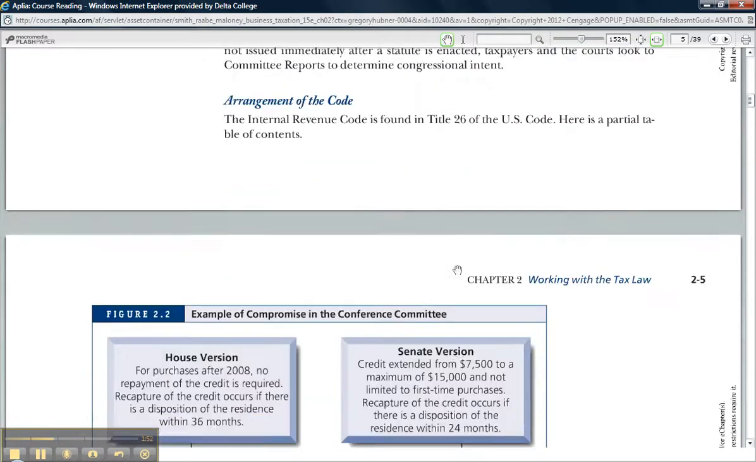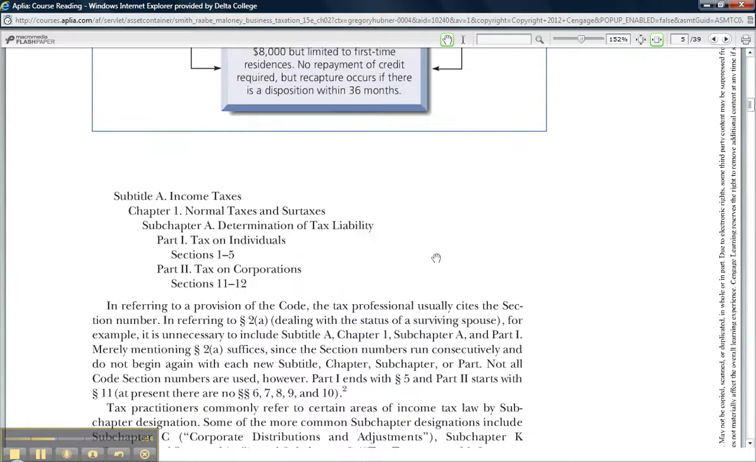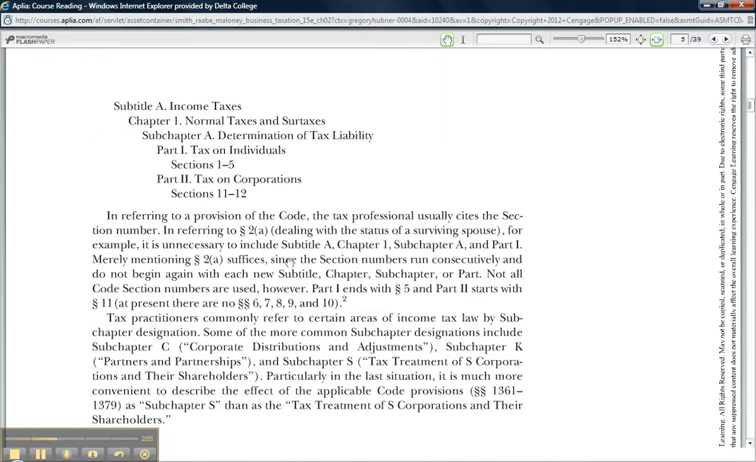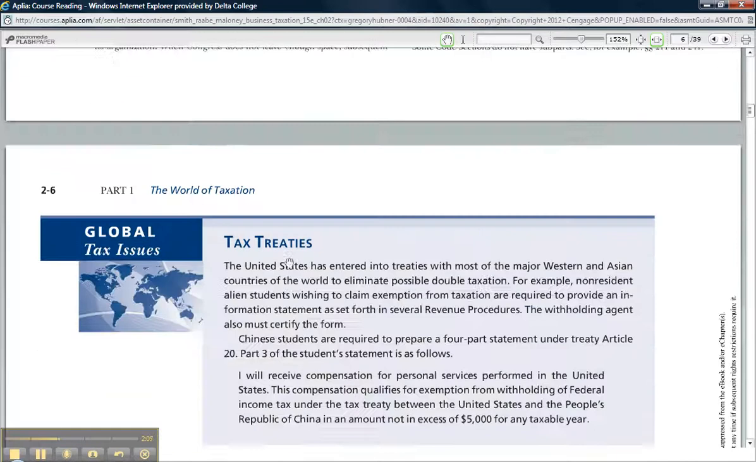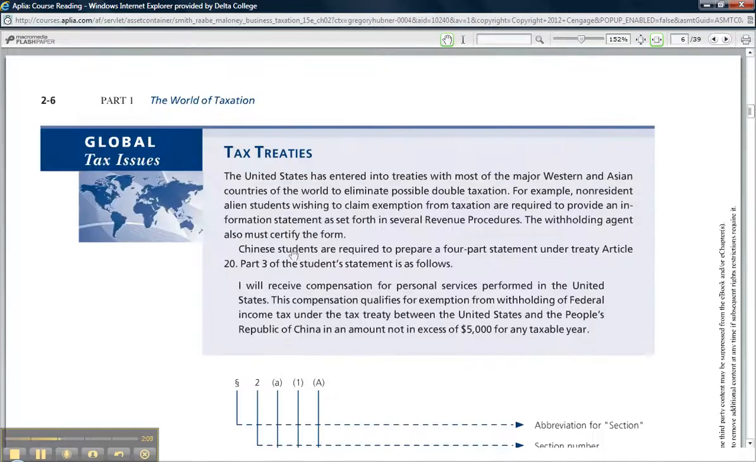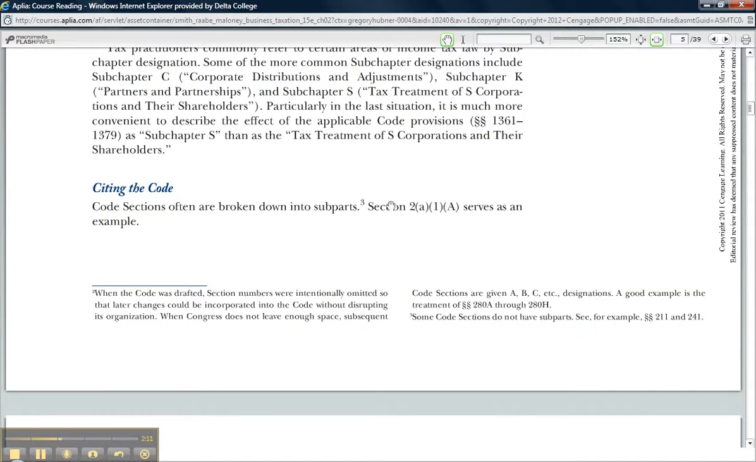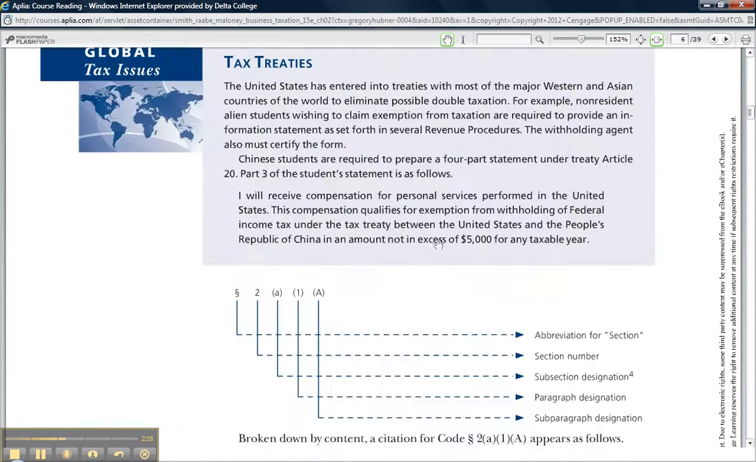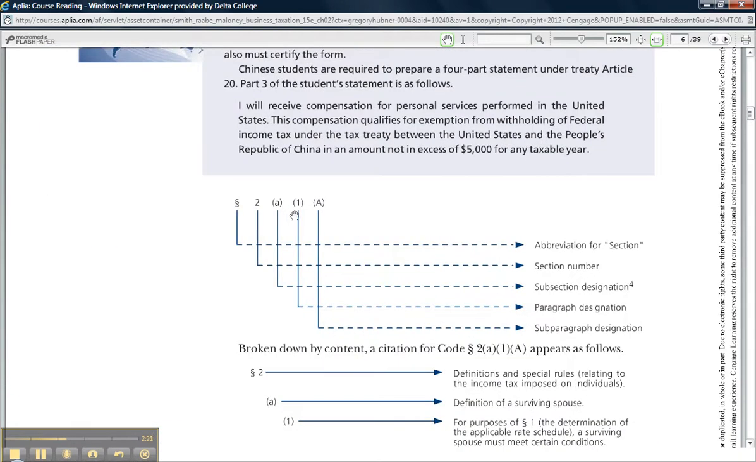As far as the arrangement of the code goes, the code is broken up into subtitles and chapters, and then eventually sections. And this is where you spend most of your time, researching these various sections of the code. And you will see, let me go back up and find one. So it'll look like this. This is a typical citation of a particular section in the code. You see section 2, A1A, and each of those components is broken down right here by this little visual aid.